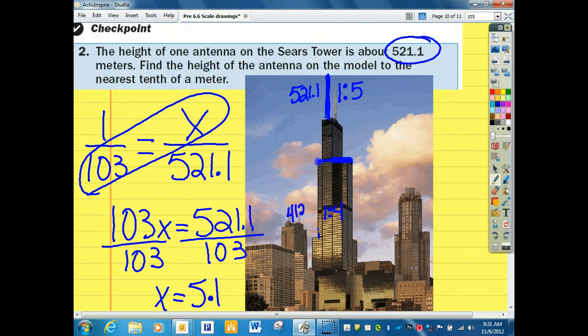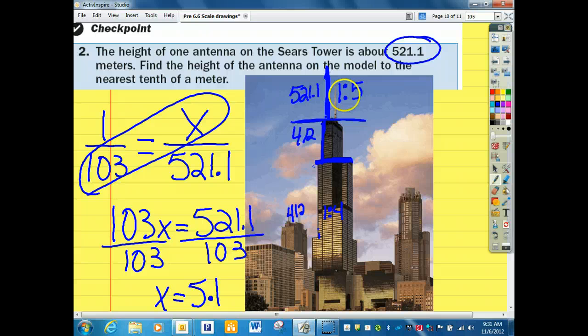Was it the original one that we talked about? Does this seem about right? We talking about that part of it? Does that seem to be about 412? Would that be more realistic? We have our antenna here and our observation deck. Is that a little closer? Right.